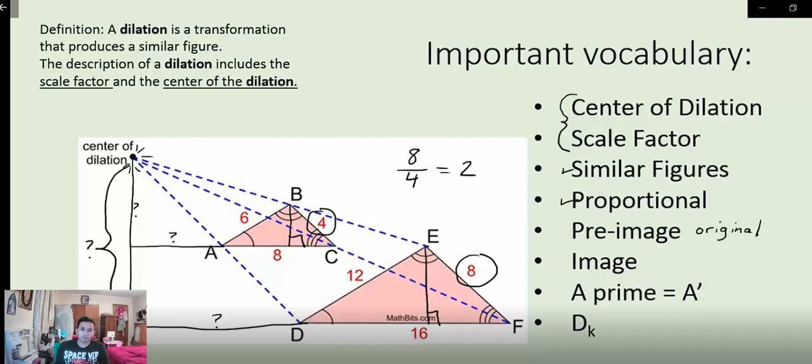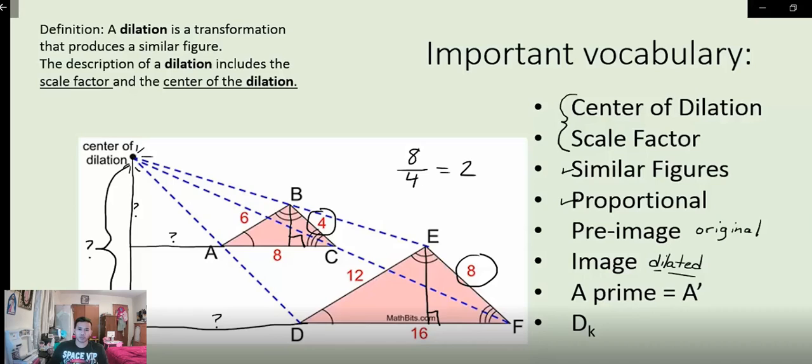The pre-image is the original image, and the image that you produce after the dilation process we call the dilated image. It can be smaller than the pre-image, or it can be a lot bigger than your pre-image. In a dilation, the area will change, but the lengths are proportional.